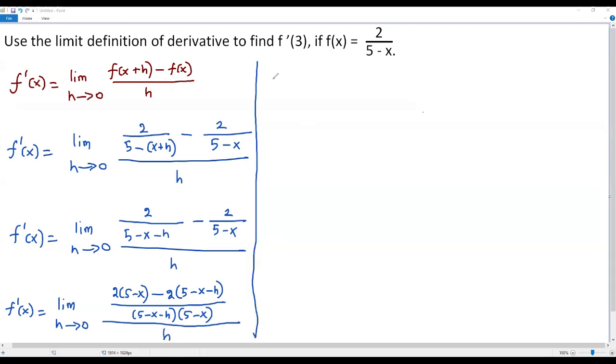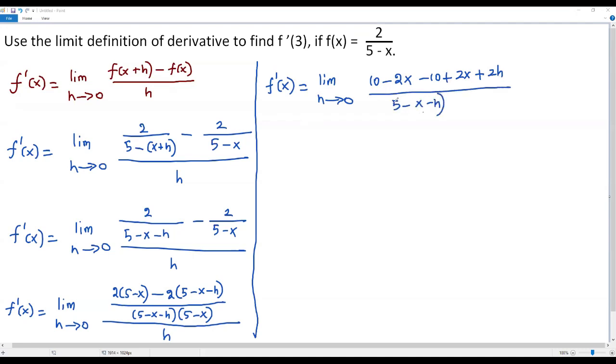Let me continue here. f prime of x equals the limit as h tends to 0. Here we can distribute this 2 to 5 and negative x, and then I'll get 10 minus 2x. The same way, this negative 2 can be distributed to 5, negative x and negative h. When I do so, I'll get negative 10 plus 2x plus 2h, over 5 minus x minus h times 5 minus x. I'm just writing this denominator as it is.